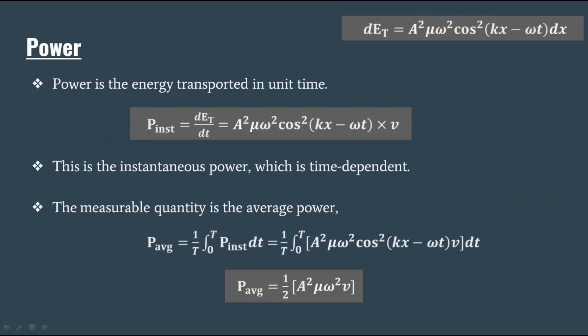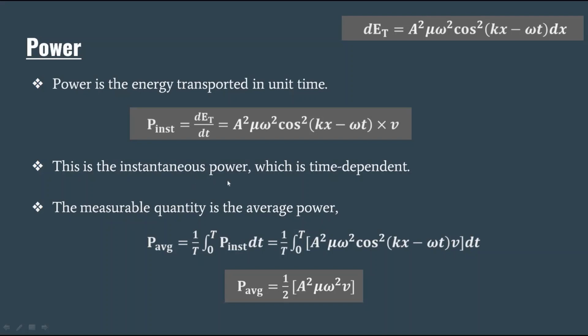Now we are coming to our goal, that is power. Power is the energy transported in unit time. So we got the instantaneous total energy, that is dE total is equal to a² mu omega² cos²(kx minus omega t) dx. Dividing both sides by dt, it becomes P instantaneous is equal to a² mu omega² cos²(kx minus omega t) into V. Here V is equal to dx by dt. This is the instantaneous power, which is time dependent.